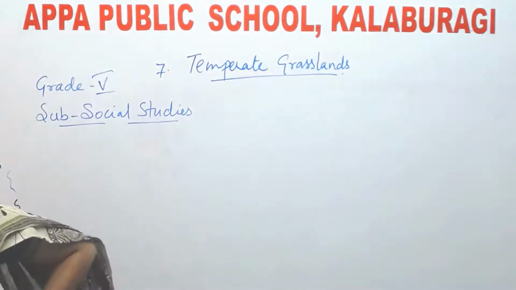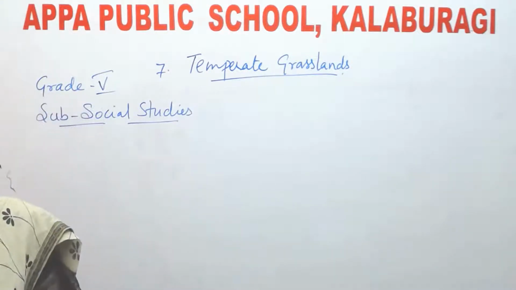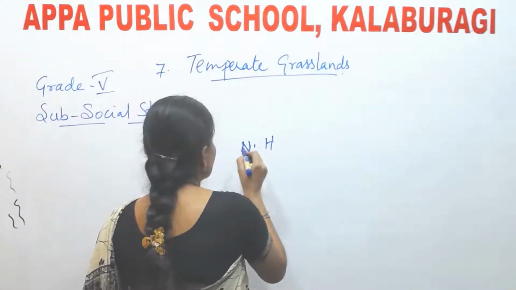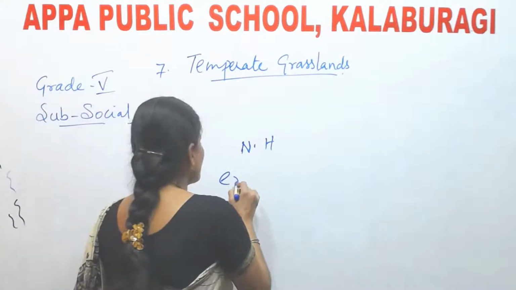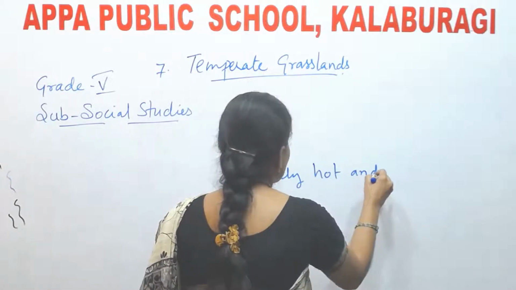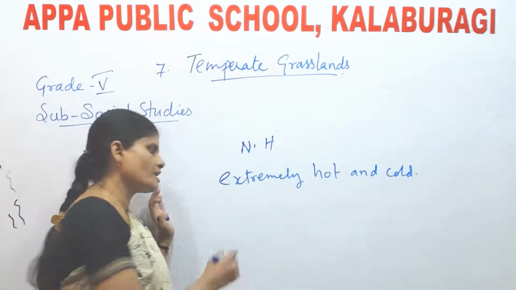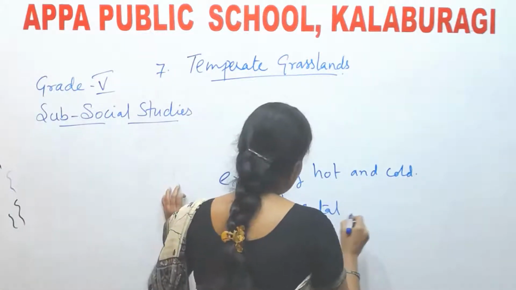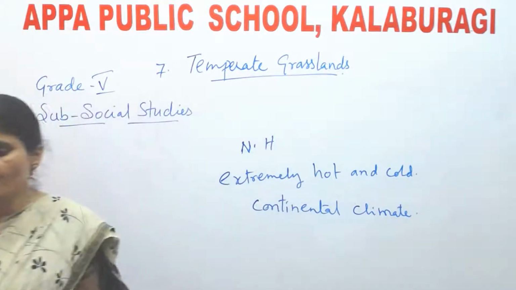Now, the temperate grasslands in the northern hemisphere experience extreme hot and cold climate. How is the climate in the temperate grasslands in the northern hemisphere? Extremely hot and cold. They experience a continental type of climate.